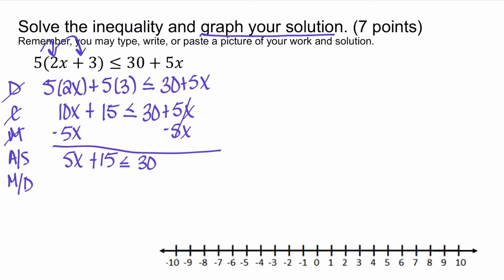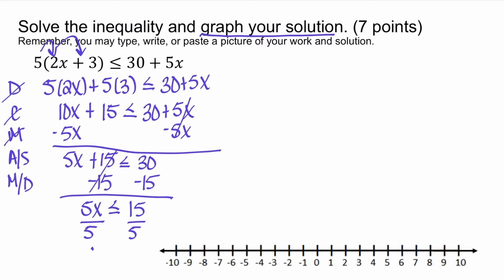Now we need to add or subtract. I have plus 15, so I'm going to do the opposite and subtract 15 from both sides. So we get 5x, plus 15 and minus 15 cancel, and that's less than or equal to 30 minus 15, which is 15. Now I need to divide both sides by 5 to get x by itself, so I have x is less than or equal to 3.